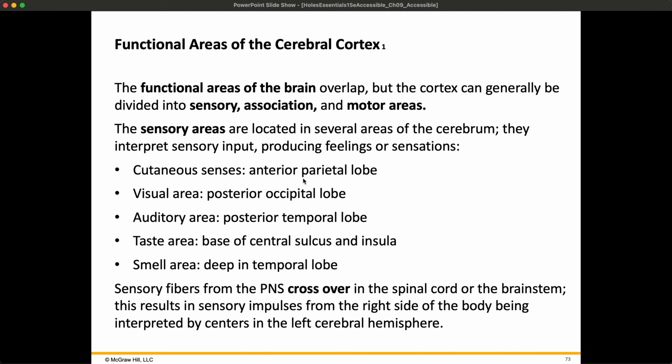And you can see they're located in particular parts of the lobe. So if you were to have damage, a stroke let's say, in the posterior occipital lobe, that could impact your visual acuity, but you would still be able to taste, smell, and hear just fine. It's just your vision that's impaired. And as I said, they cross over, so the right side is interpreted by centers in the left hemisphere, and vice versa.